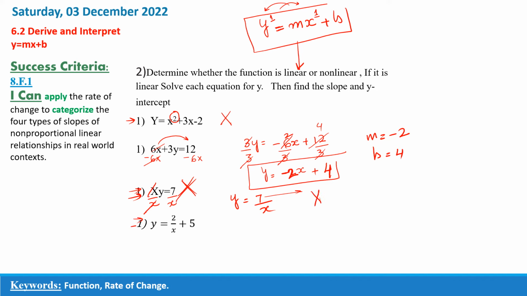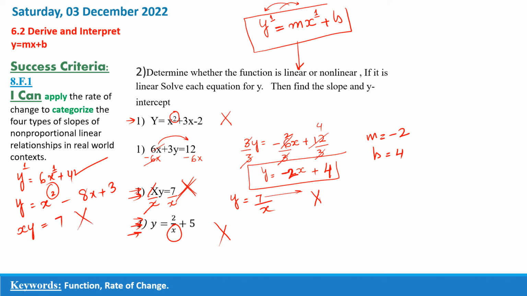The last equation, again the x is in the denominator, so it is also not a linear function. Now y equals 6x plus 4. It is a linear function because x has the power 1, y has the power 1. Y equals x squared minus 8x plus 3 is not a linear function because x has the power 2. Xy equals 7 is also not a linear function because x and y are multiplying together. Y equals 1 over x plus 9 is also not a linear function because x is in the denominator.